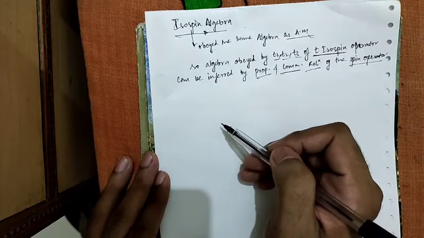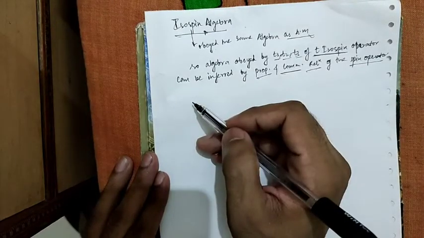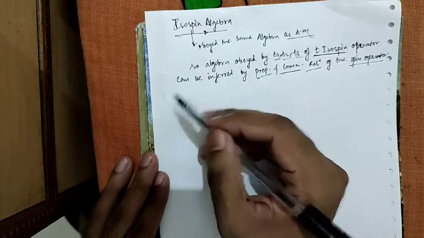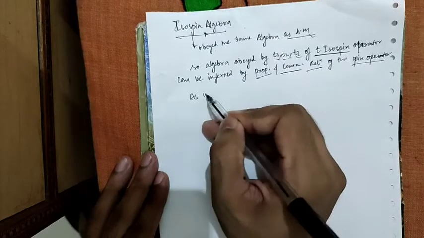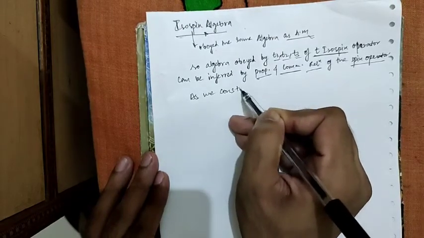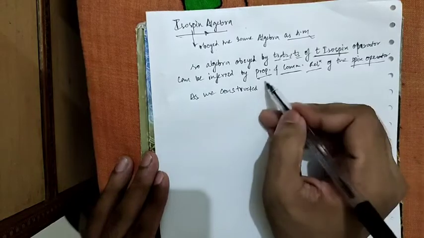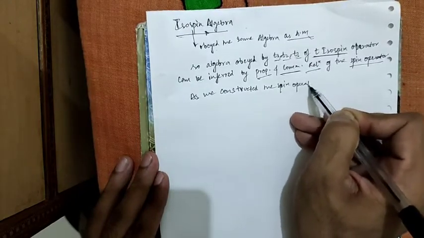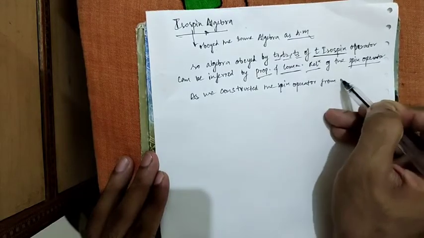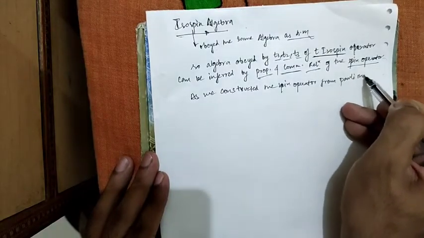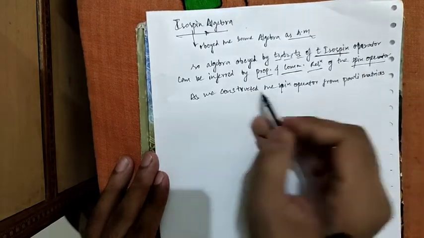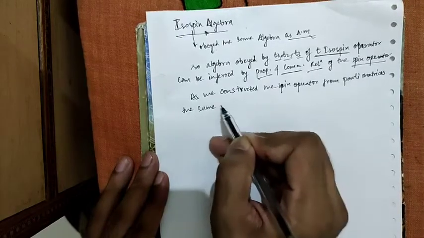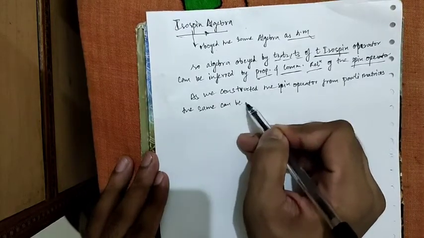Now, as we know, the spin operator was constructed with the help of Pauli matrices. We can do the same procedure here, as we constructed the spin operator from Pauli matrices. The same can be done here.